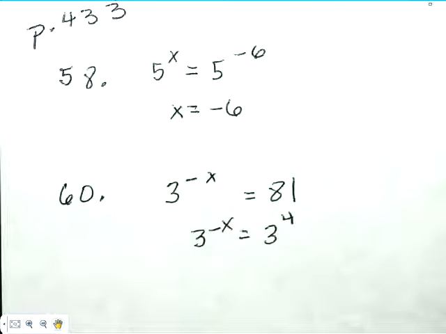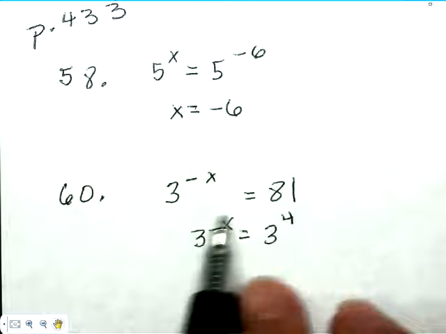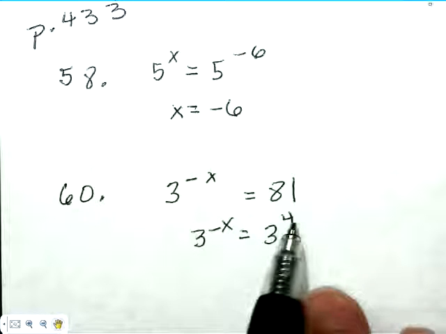I didn't do anything to the left-hand side. I just wrote the right-hand side as 3 to the 4th. Now I can tell you what x would have to be in order for this left-hand side to equal the right-hand side. Can you tell me?